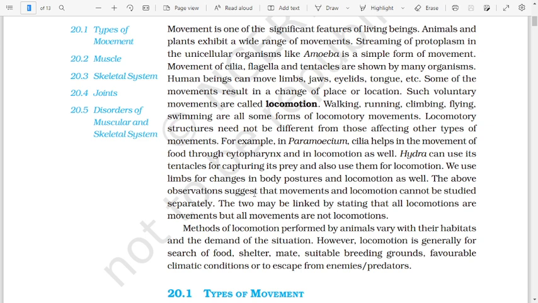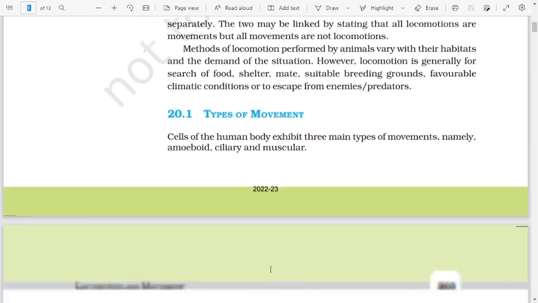The above observations suggest that movement and locomotion cannot be studied separately. The two may be linked by stating that all locomotions are movements but all movements are not locomotions. Methods of locomotion performed by animals vary with their habitats and the demand of the situation. However, locomotion is generally for search of food, shelter, mate, suitable breeding grounds, favorable climatic conditions, or to escape from enemies, predators.